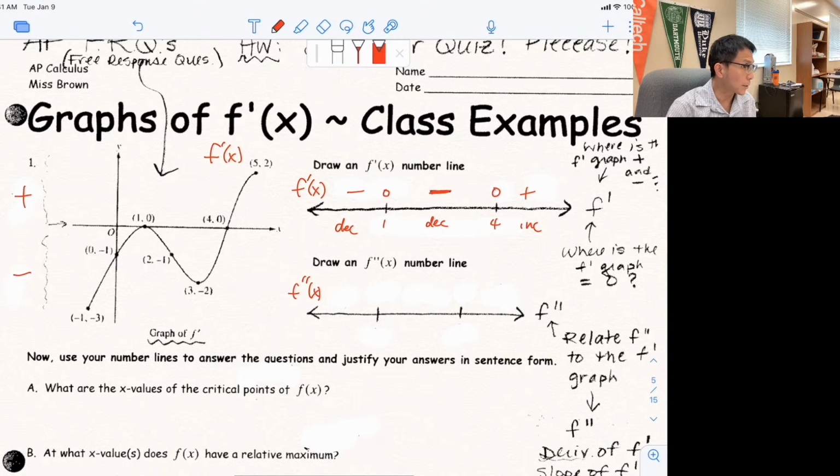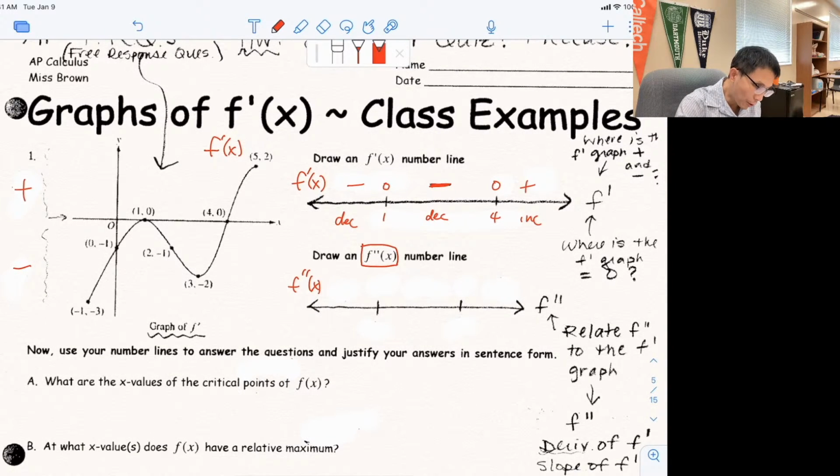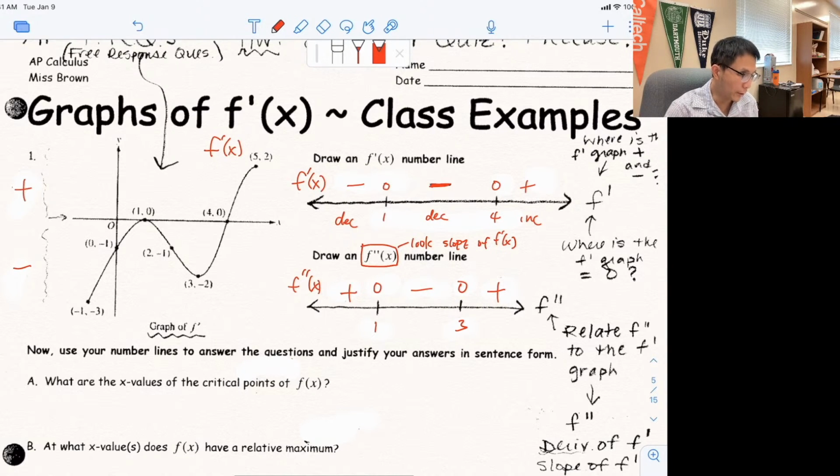That's easy to tell because that's going to tell me decreasing, decreasing, and increasing. Now f double prime of x. How do I tell f double prime of x? We're looking for slope, because slope means derivative of f prime. So the slope here is positive all the way to 1. Between 1 and 3, there's 0 slope at 3. That's going to be negative and then positive. This is going to tell me the most information about how to graph these functions.